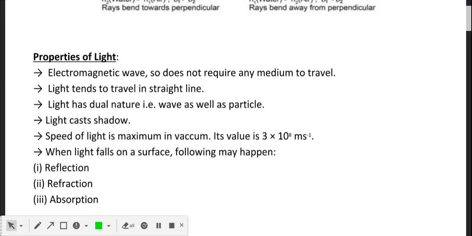Light has dual nature, that is wave and particle both. Now you will say, sir, why wave and particle? You have just told us we have already studied it's the wave only. Light is traveling in the form of wave, but that's not true. In class 11th, you will study that light has dual nature, that is wave and particle. I am telling you right now that you should know a little bit about what is light as you have studied the chapter in class 10. Light casts shadow. So because of light only the shadow appears.